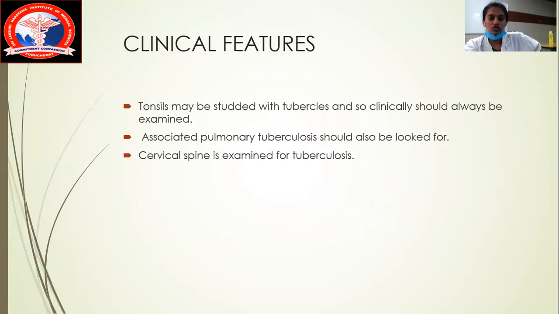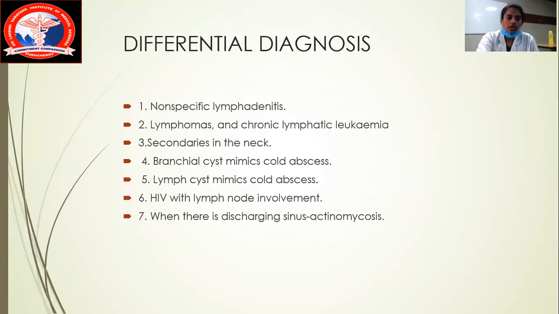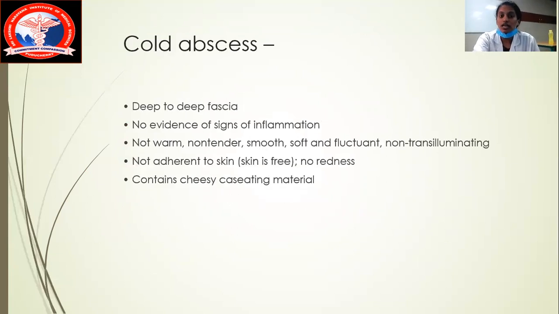Okay. The next is the tonsil, which may be studied for a tubercle, which is an oral cavity finding. Also check for any pulmonary tuberculosis signs, and also check for cervical spine tuberculosis. Okay, what is the differential diagnosis for all these cases? It can be lymphadenitis, lymphoma, secondaries, congenital branchial cyst, lymph cyst, and if the patient has HIV, it's an immunocompromised state. Therefore, we can also think of lymph node involvement in HIV patients. Okay, the last but not the least is the fungal infection called actinomycosis.